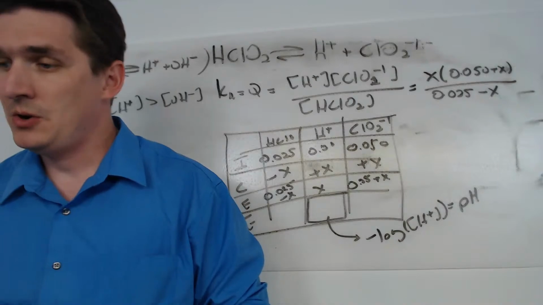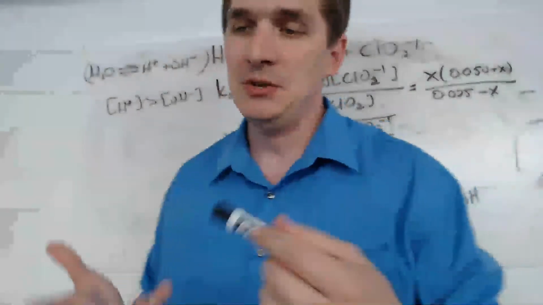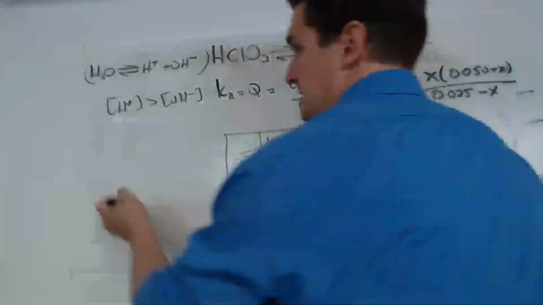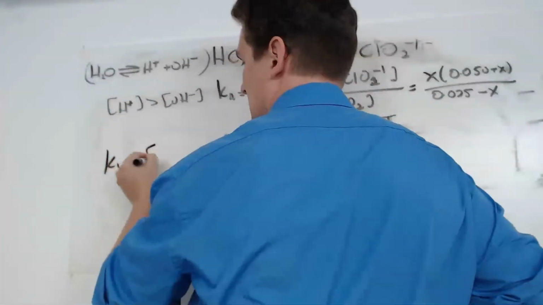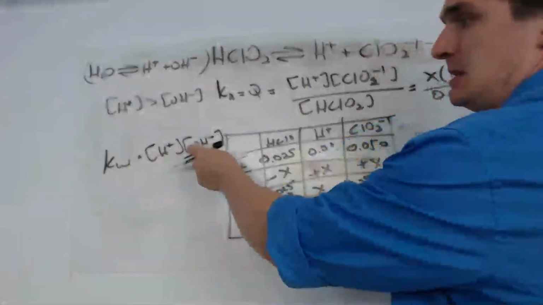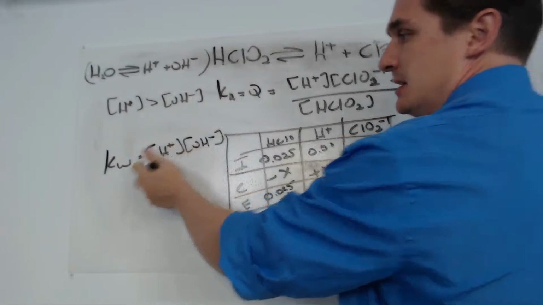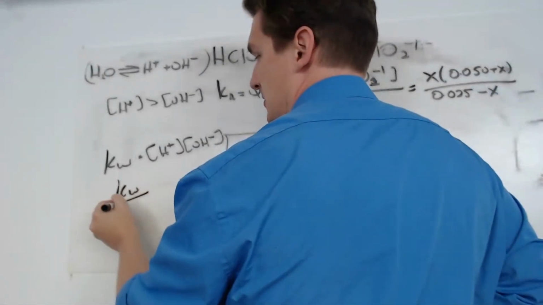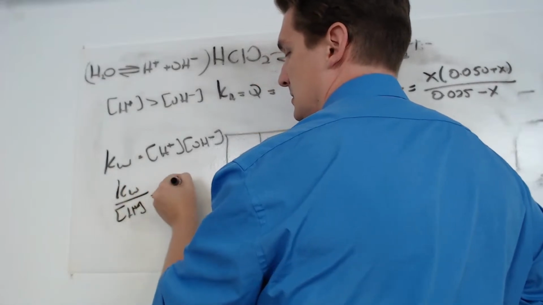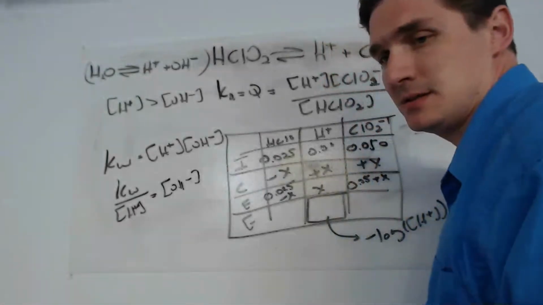So H plus to OH minus, if you go back to that flow diagram, if you're given H plus and you want to go to OH minus, the easiest way is you just take your value for Kw. We have this relationship, Kw equals H plus times OH minus. Concentration of OH minus is Kw divided by the concentration of H plus.